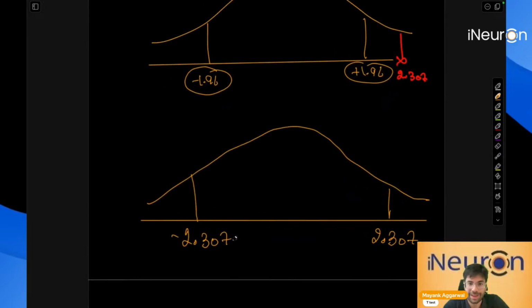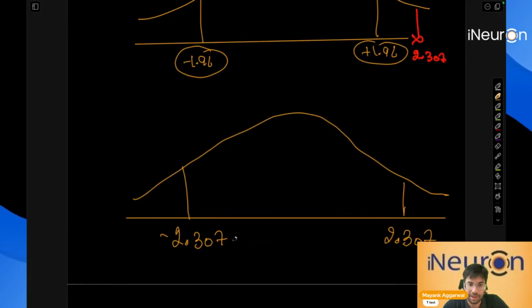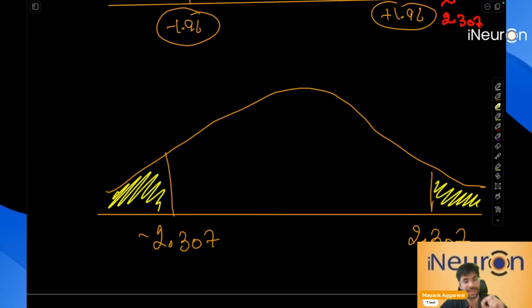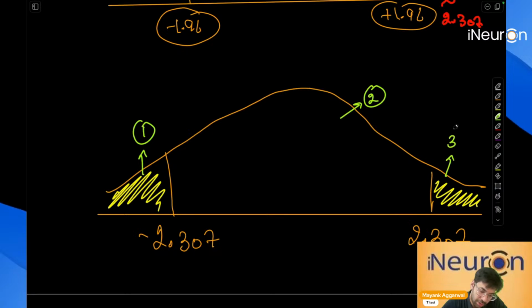Now, if I calculate this area, which is given, I can compare that with the area given by the significant value. Yes or no, everyone? I hope this is clear. So what I can do is divide my area into three parts: 1, 2, 3. Now pay attention.